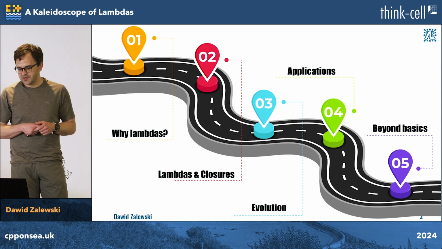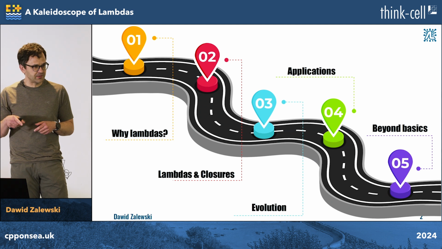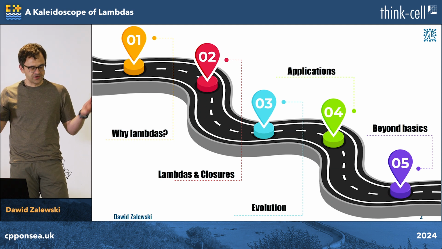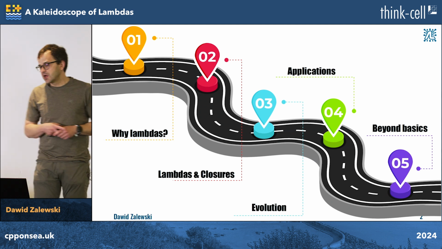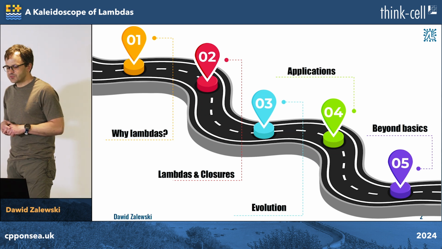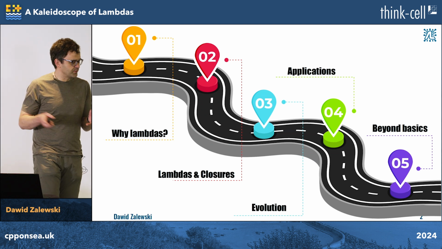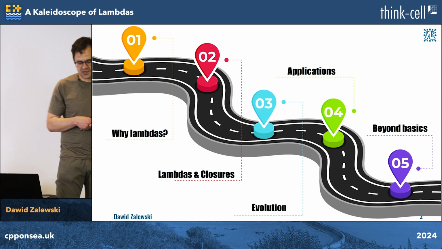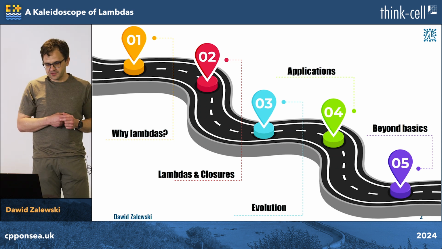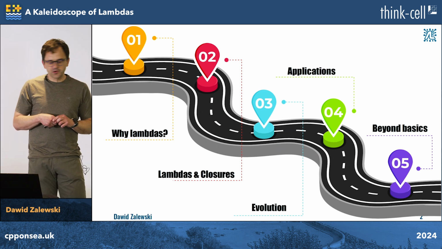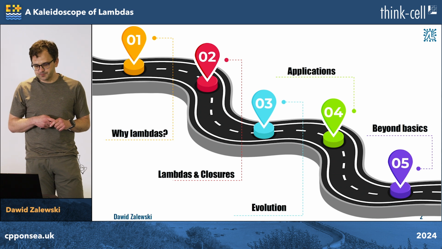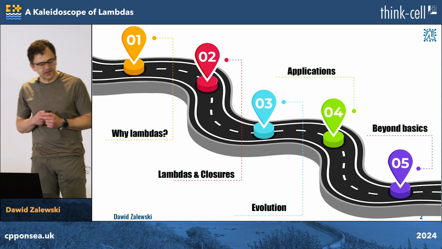Then we're going to talk about what a lambda really is, what you get when you write a lambda expression, and a little about the evolution of lambdas, so how some features came to be, but the evolution is combined together with applications, obviously. Later on, we are going to switch to applications, and in the middle, between 3 and 4, there will be a bit of talk about capturing. So that's the point that didn't fit. At the end, we are going to go a little bit beyond the basics.